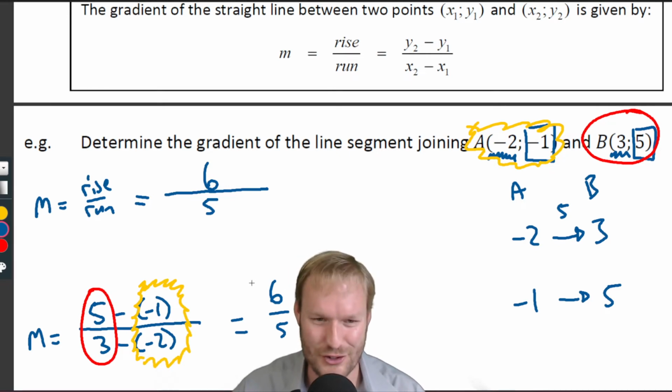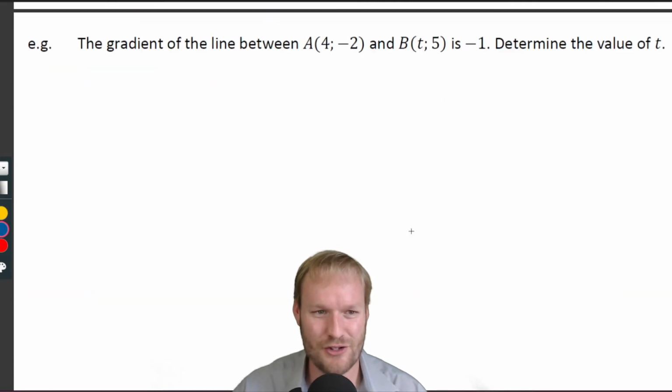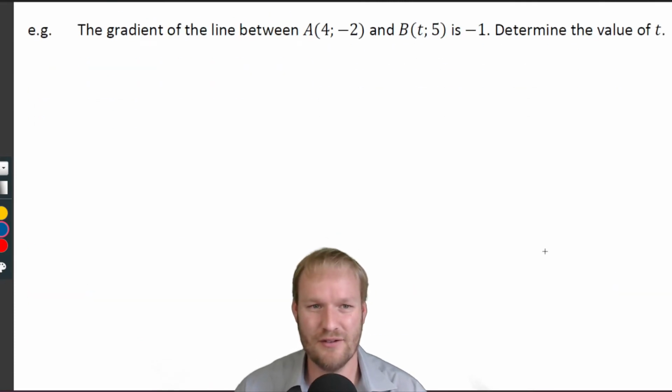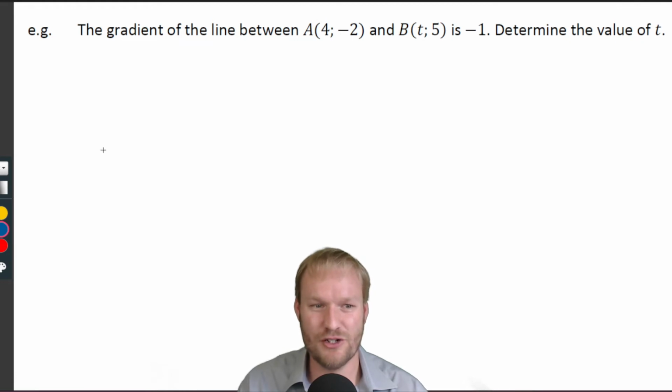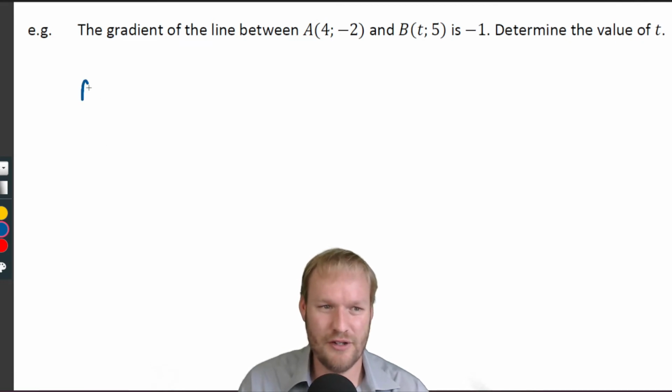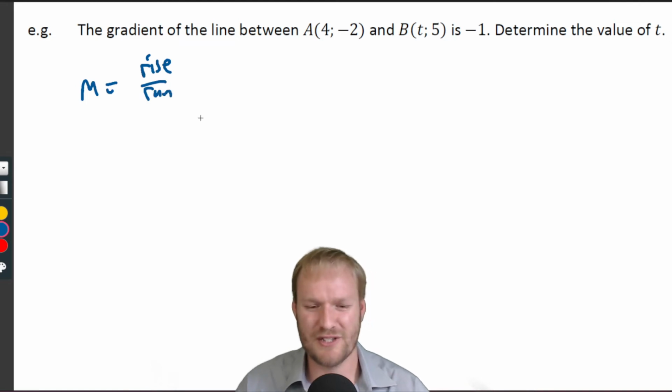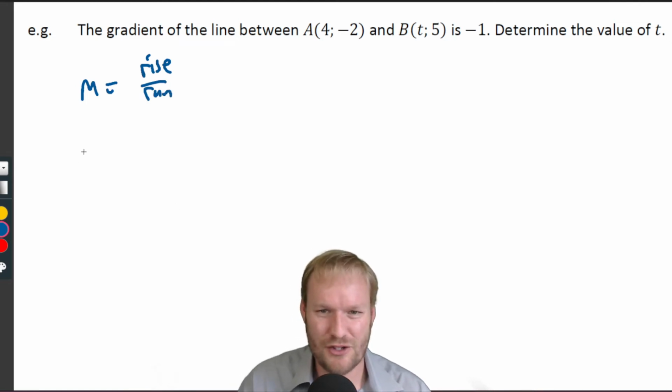Okay, one more example. Let's have a look here. The gradient of the line segment between A and B is -1. Determine the value of t. So in this case, maybe it's useful that we do use our formula and say, well, we know that gradient is rise over run. And again, maybe it just gives us something to work with. So our gradient is -1.